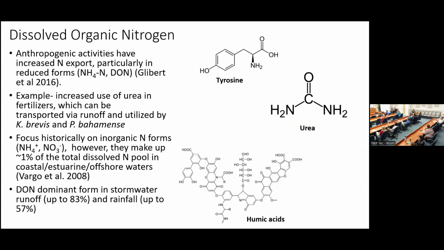We're particularly interested in DON, or dissolved organic nitrogen, because anthropogenic activities have increased nitrogen export primarily in reduced forms. That's ammonium nitrogen and DON. One example of that would be the use of urea fertilizer, and we know that both of these species can utilize urea. There has been a historical focus on inorganic nitrogen forms, ammonium and nitrate nitrogen. However, they make up a very small portion of the total dissolved N pool in our coastal waters. And DON is also dominant in stormwater runoff, up to 83% of total nitrogen, and in rainfall, up to 57%.